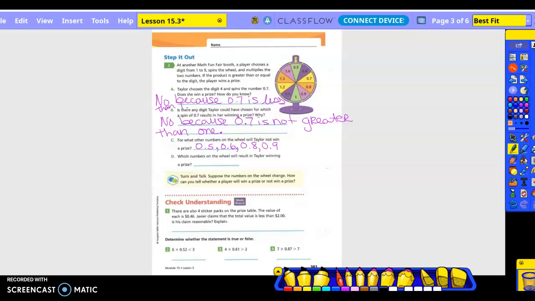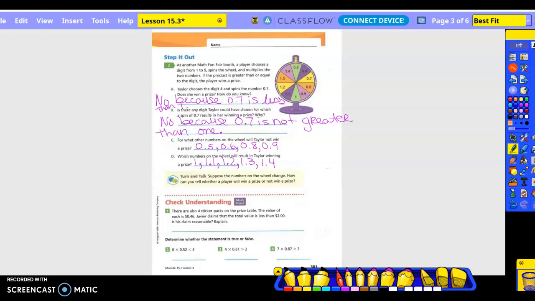Which numbers on the wheel will result in Taylor winning the prize? So let's keep working on the clock. So 1 and 1/10, 2, 3, and 4.